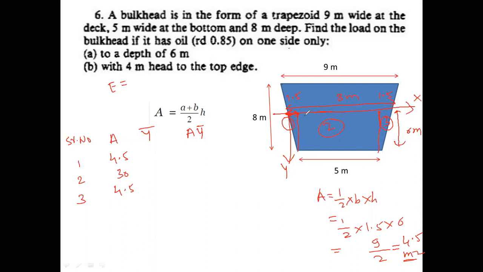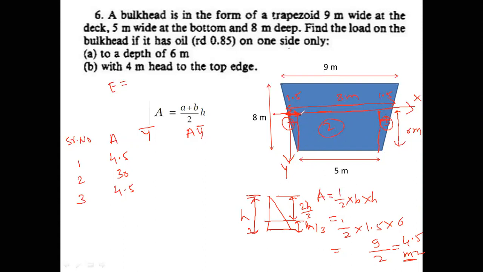Now Y bar, I am going to measure from the free surface. So if you know that if you have a triangle like this and the depth is h, the centroid of the triangle will be generally lying here. From the base, the position of the centroid will be h by 3, and from the apex it will be 2h by 3. So I'm measuring everything from the base. So the centroid of this triangle will be somewhere here. In this case also it will be here.